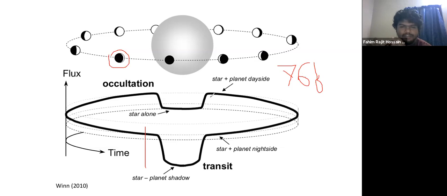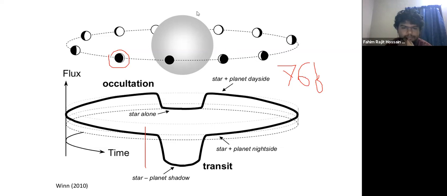So hot Jupiters are important, and you can guess why. This paper basically gives an idea of how hot Jupiters can be found using transit methods, and hot Jupiters are very favorable for transit methods.